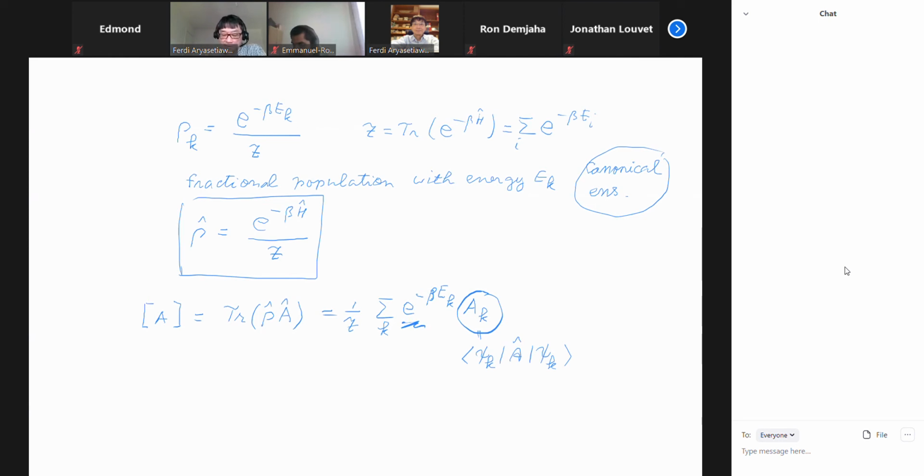So I put the Z here, maybe that's clearer. Like this. So this gives us the probability of the state labeled by k.